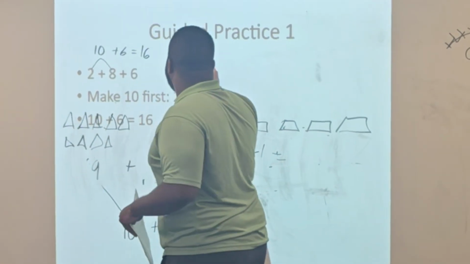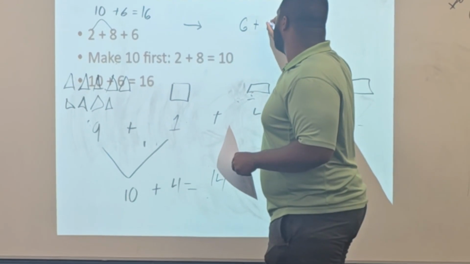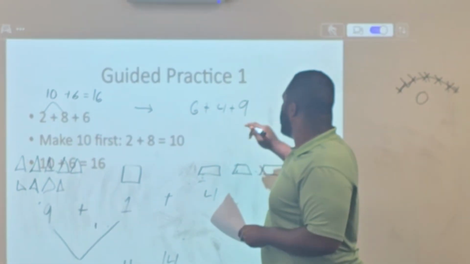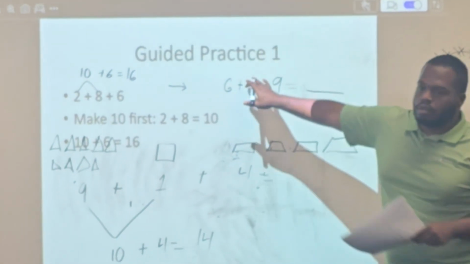All right, another example I can use. So let's see here, 6 plus 4. So we have 6 plus 4 plus 9. So this is another example. 19.